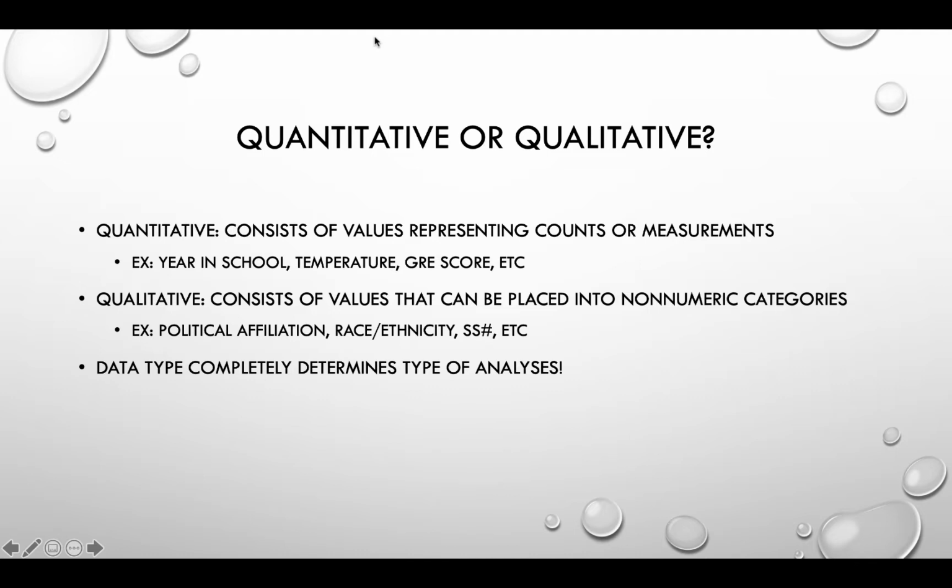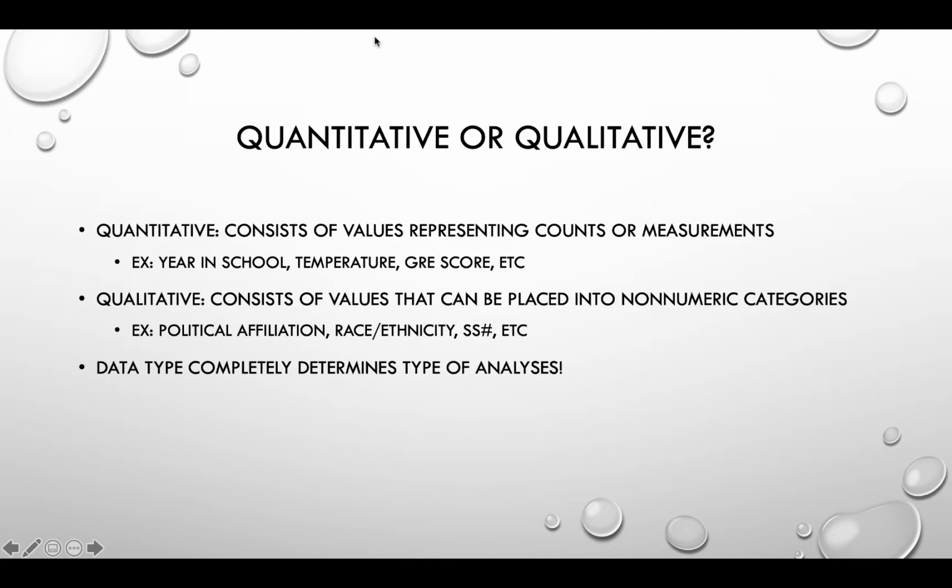And then with qualitative data, it consists of values that can be placed into non-numeric categories, all right? So when it is words, this is really easy, right? So if we think about political affiliation or sex or race, ethnicity, this is pretty easy because there's words. You can't do math on words, all right?